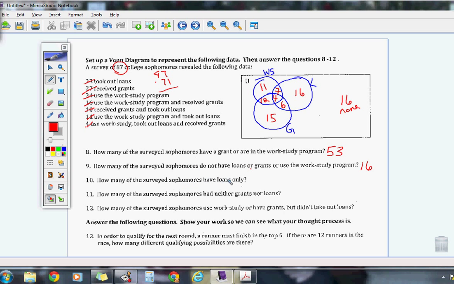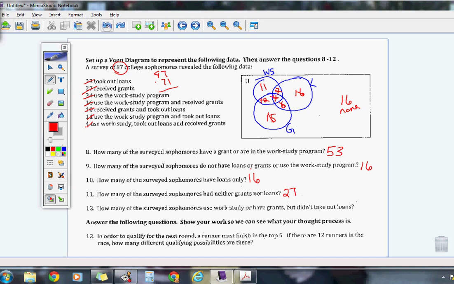How many of the surveyed sophomores have loans only? Loans only, loans only. The only people saying loans only are those people right there. So that's also 16. How many of the surveyed sophomores had neither grants nor loans? This is the one kids mess up on because they forget about something. But guess what? If you ask them all, do you have no grants and no loans? All of these people right here, they're going to say yes because they have grants, loans. All of these people are unsuccessful for this scenario. No grants, no loans. That will be 11, but don't forget there's 16 over here. So the answer is not 11, it's 27.